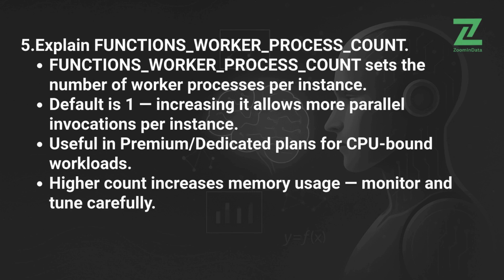Explain FUNCTIONS_WORKER_PROCESS_COUNT. FUNCTIONS_WORKER_PROCESS_COUNT sets the number of worker processes per instance. Default is 1. Increasing it allows more parallel invocations per instance. Useful in premium, dedicated plans for CPU-bound workloads. Higher count increases memory usage. Monitor and tune carefully.